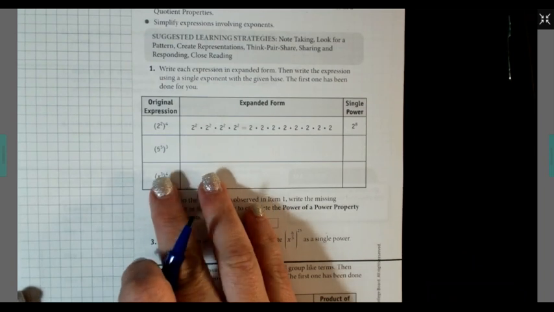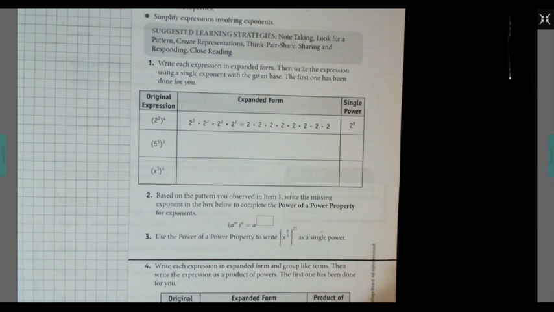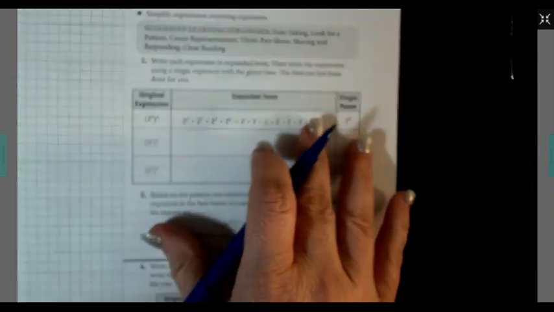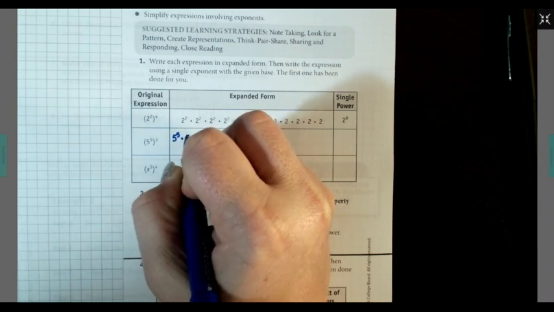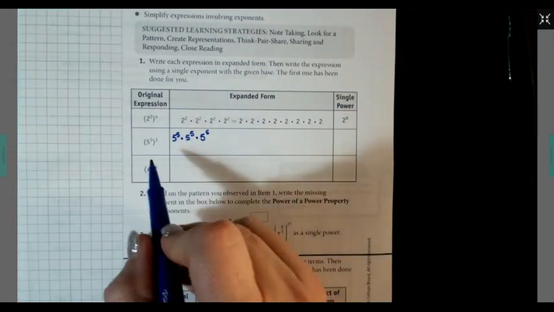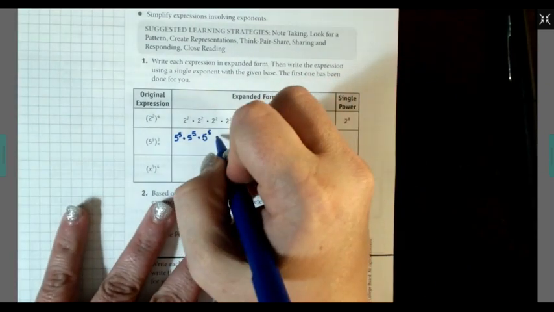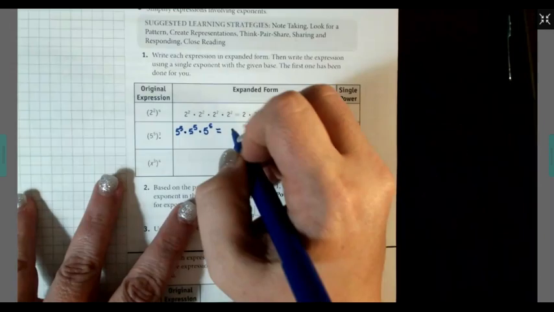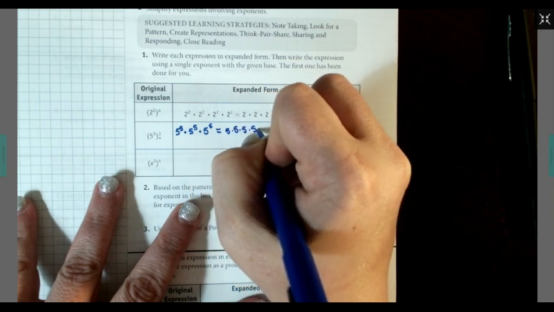Here in line 2, it says 5 to the 5th power raised to the 3rd power. This one's going to get a little long, so be ready to write. And make sure you write kind of small. We've got 5 to the 5th times 5 to the 5th times 5 to the 5th. It appears 3 times because we had an exponent of 3 here. Now, here's where it gets tricky. Each one of these 5s is raised to a 5th. So that's going to be 1, 2, 3, 4, 5.